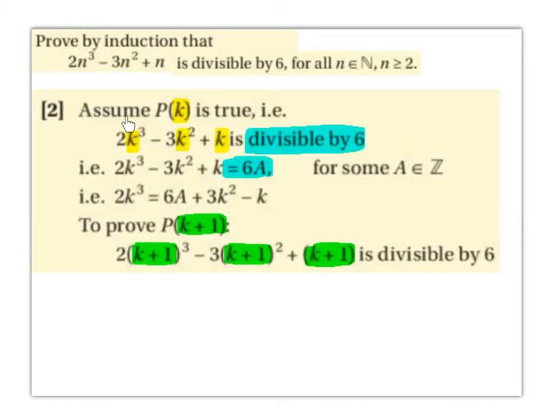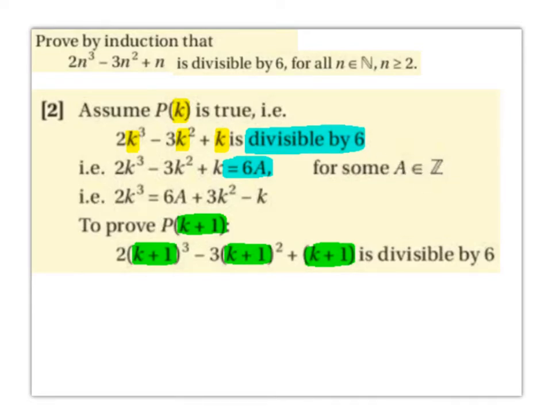Step 2, assume P(k) is true, that is that 2k cubed minus 3k squared plus k is divisible by 6. So we're basically just swapping each of these n's for k. So is divisible by 6 can be rewritten as equals 6a for some a value element of the integer set.